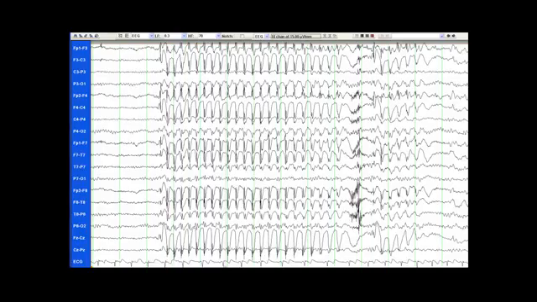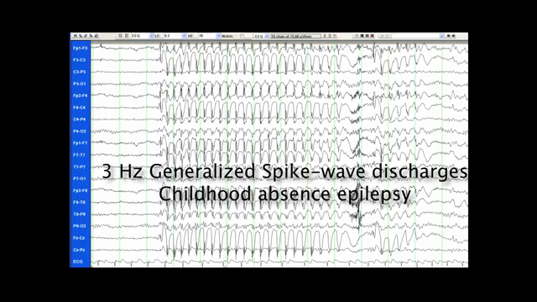Generalized epileptiform discharges are seen in patients with generalized epilepsy syndromes. Here is an example of a run of generalized epileptiform discharges. You can see that these discharges involve basically the whole head all at once. There is a long run of these discharges lasting almost the entire length of this page. These are actually the typical 3 Hz generalized spike and wave discharges seen in childhood absence epilepsy.